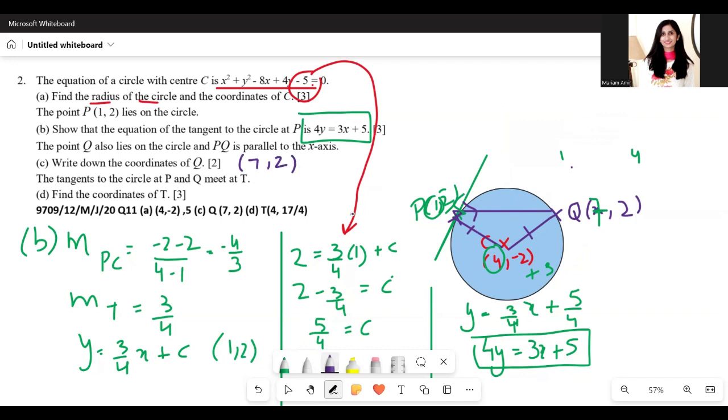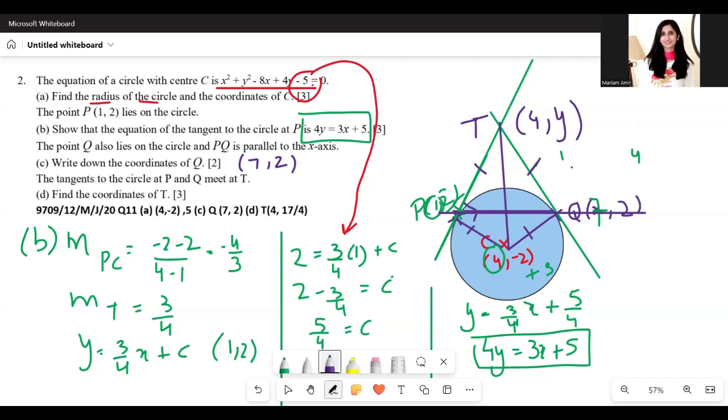The tangents to the circle at P and Q meet at T. Okay, so let's extend this and let's draw another tangent over here and it meets at T. Again, since this line is parallel to the x-axis, it's a horizontal line. That is why these 2 points will be aligned as well. Their x coordinate is going to be the same. So this will be 4 as well. And we still need the y coordinate of this. This is T. Okay. Because these two are also equal.